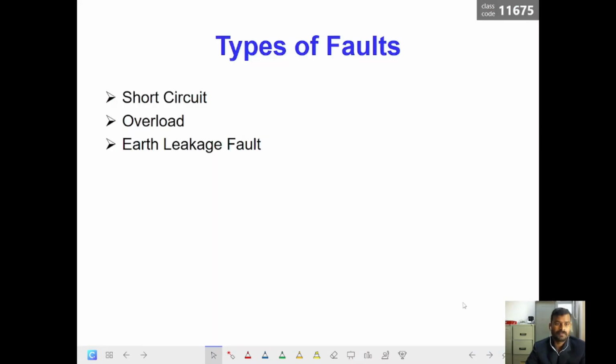Faults. What is a fault? Anything which is abnormal or unwanted in the electrical circuit will be termed as a fault. As simple as that.